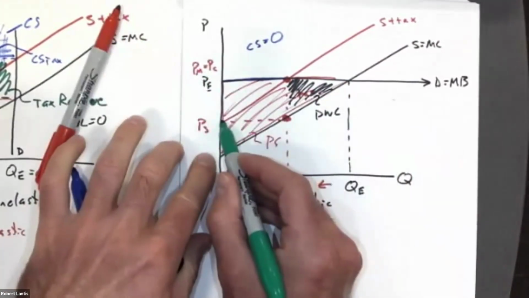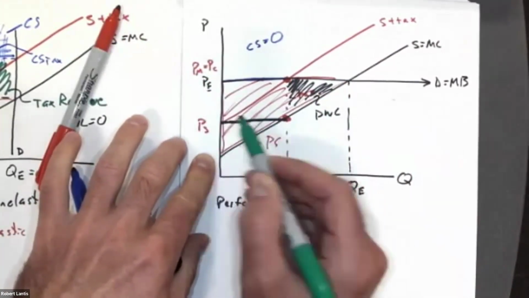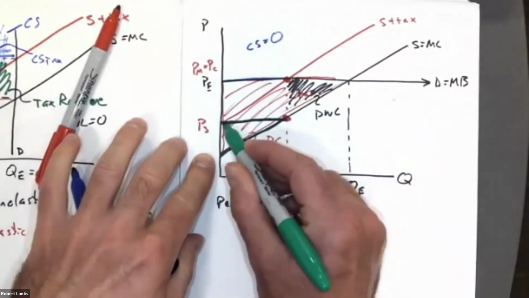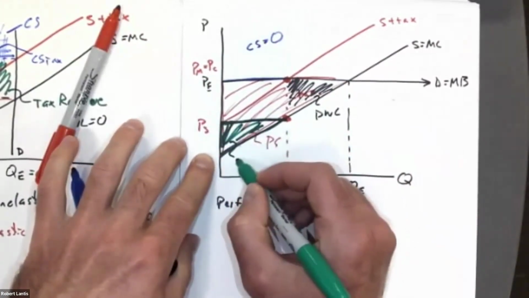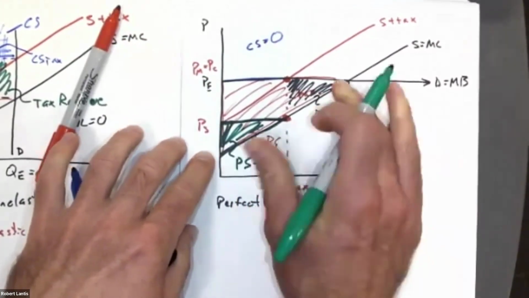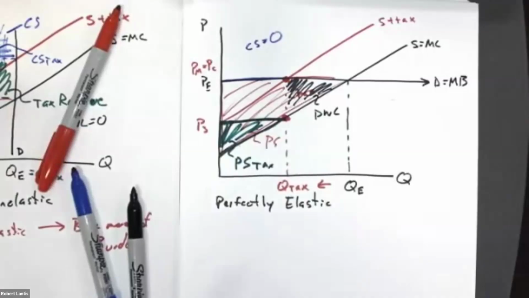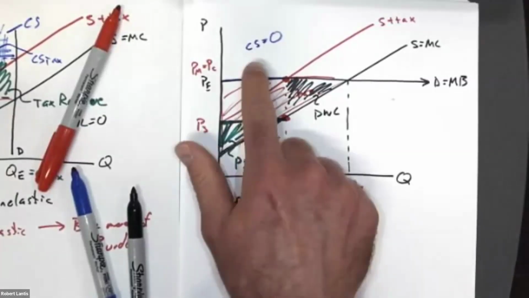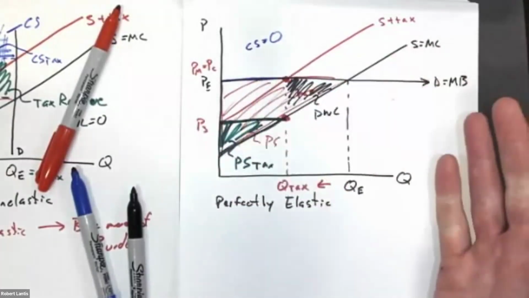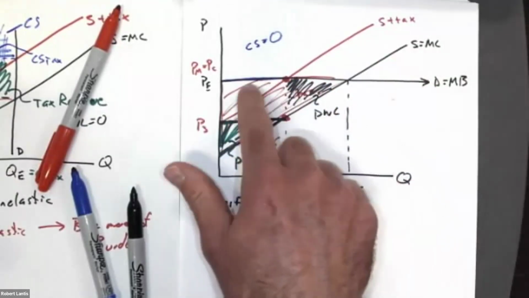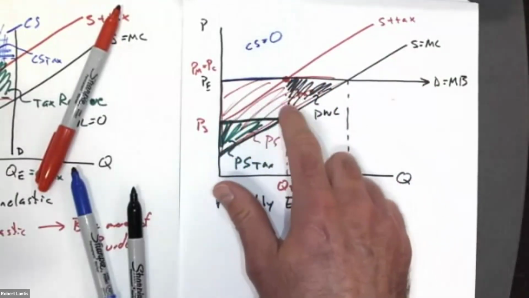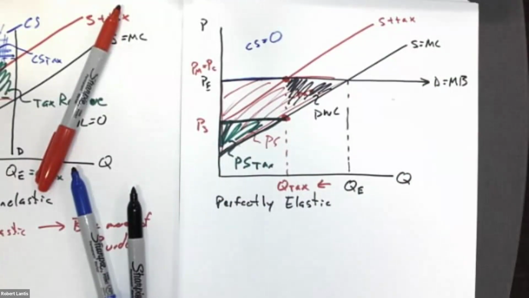After that tax, the new price that they get to keep is down here. So producer surplus after the tax has gone down quite a bit. So when consumers were perfectly elastic, they didn't have any loss of surplus. Who had all the loss of surplus? That would be producers, right?